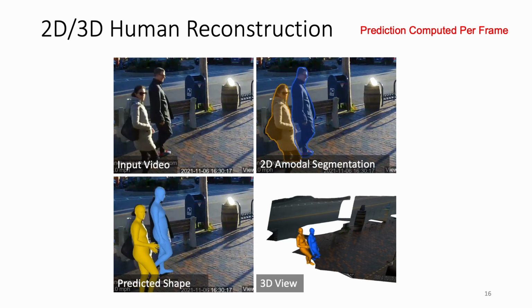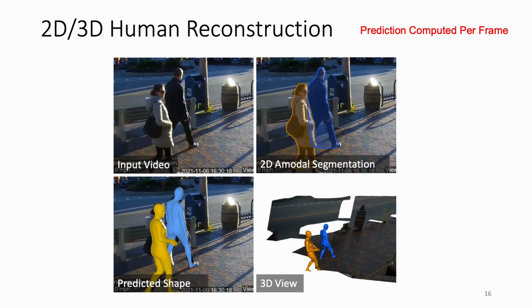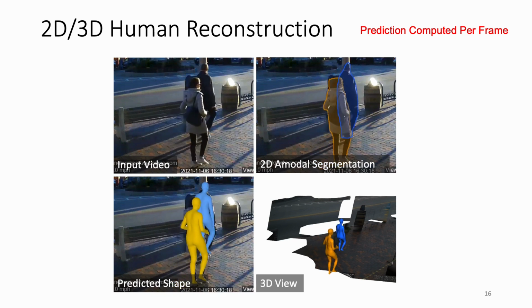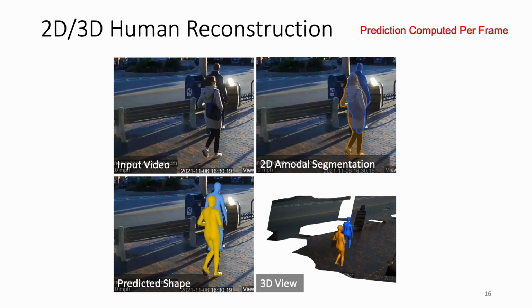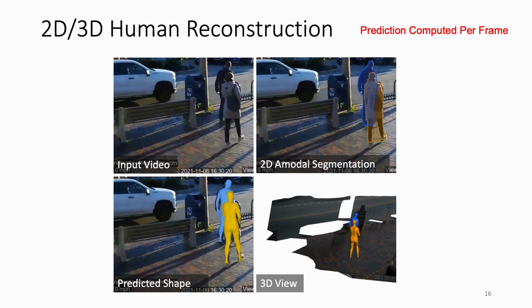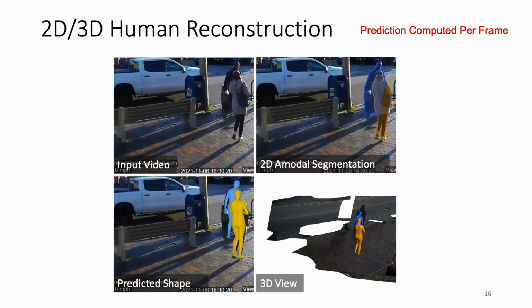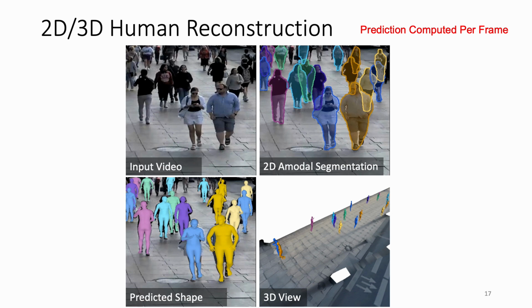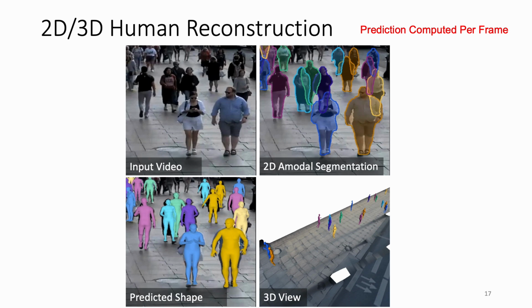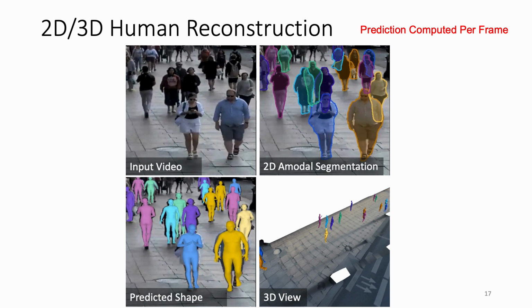Similarly for people, our method is able to produce accurate 2D segmentation as well as 3D shape and pose, especially when the person colored in blue is being occluded. Our method is also able to perform well in a crowded scene, with accurate segmentation as well as shape and pose reconstruction.